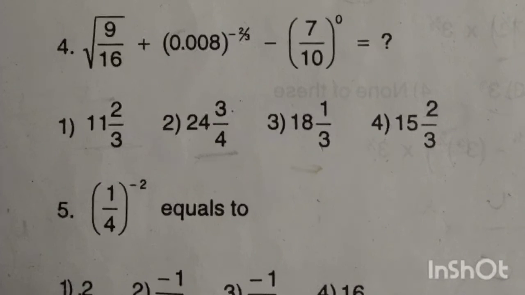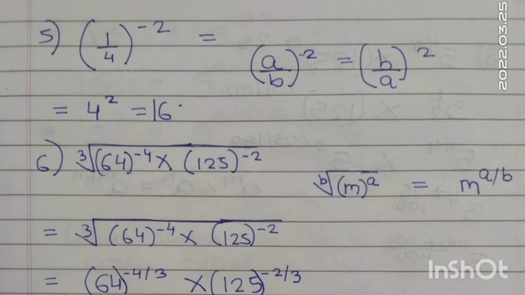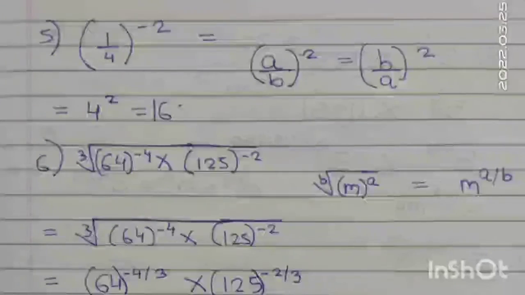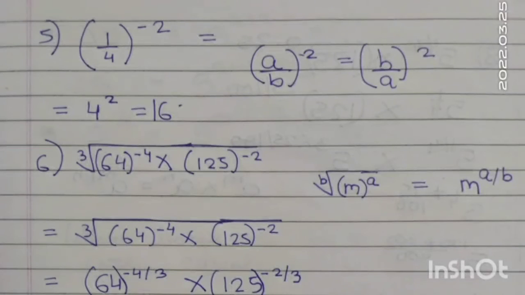Fifth question, (1/4) to the power minus 2. Of course, again there is a fraction which has a negative exponent. So in such cases you have to reverse the fraction and it will have a positive exponent. Like (a/b) to the power minus 2 results in (b/a) to the power 2. So (1/4) to the power minus 2 results in 4^2, that's 16. So here we complete part 1 of indices.